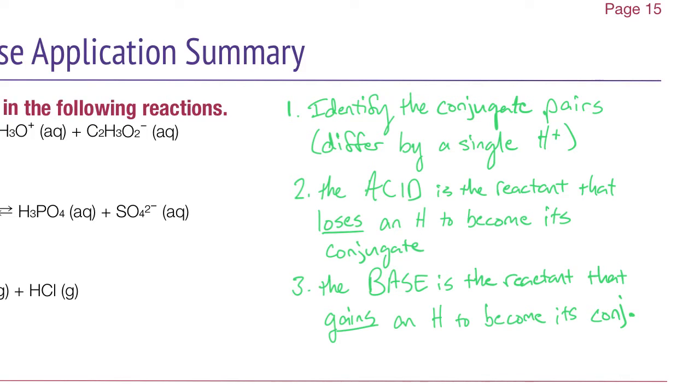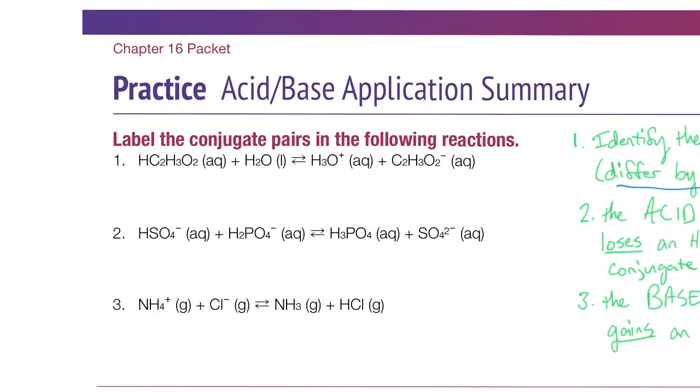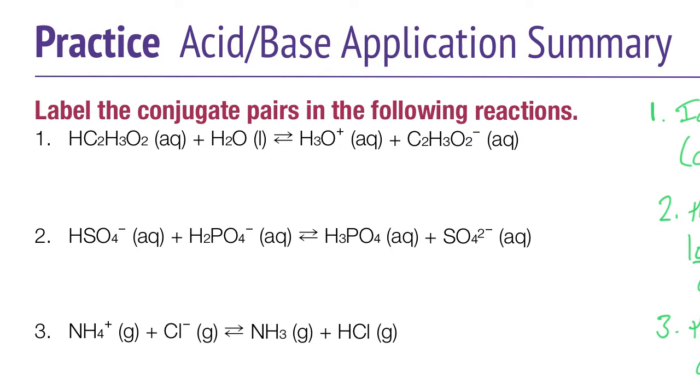The first thing that I would do is identify the conjugate pairs. So you would pair up one reactant with one product and then the other reactant with the second product. And then once you do that, you'll figure out which one's the acid, which one's the base. But back with the conjugate pairs, they differ just by a single H and also a positive charge. So you want to match up the two formulas, one on the reactant side, one on the product side, that are almost identical, but one has an extra hydrogen.